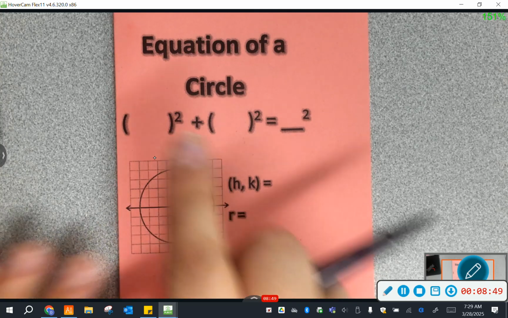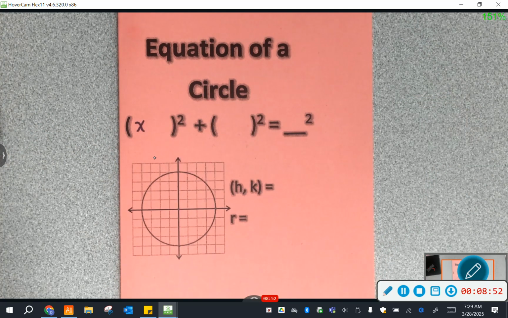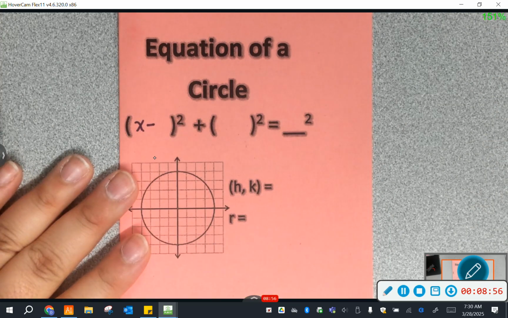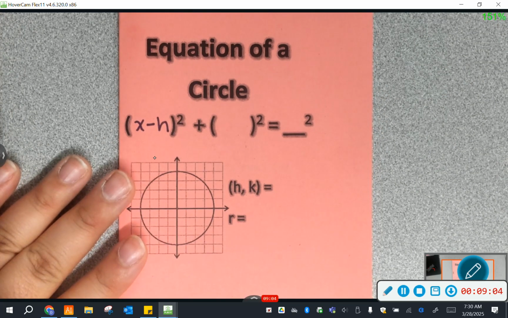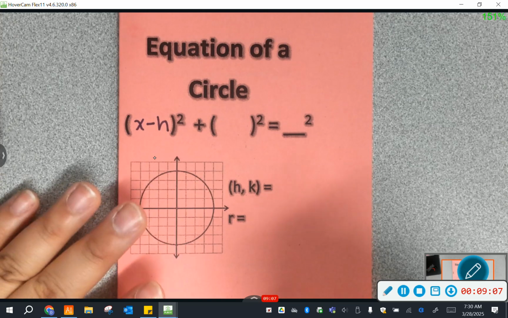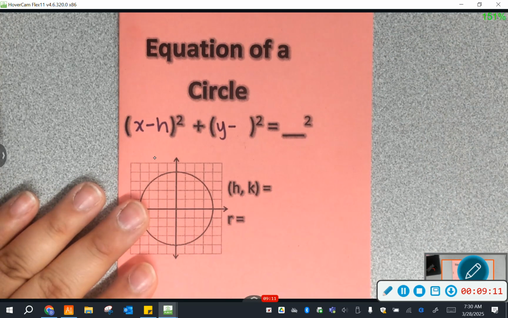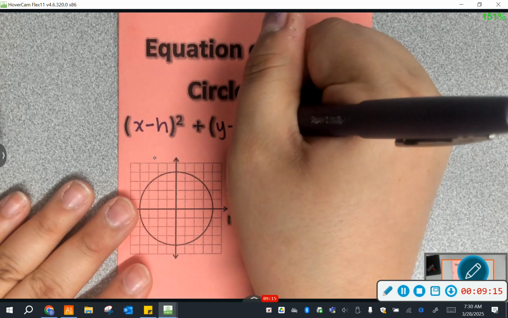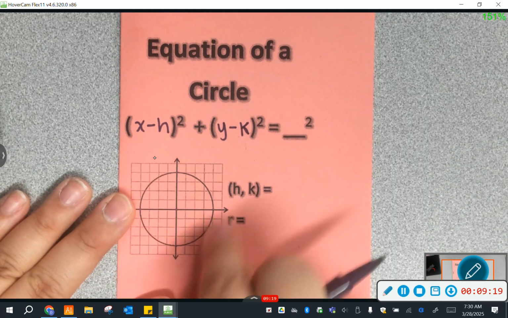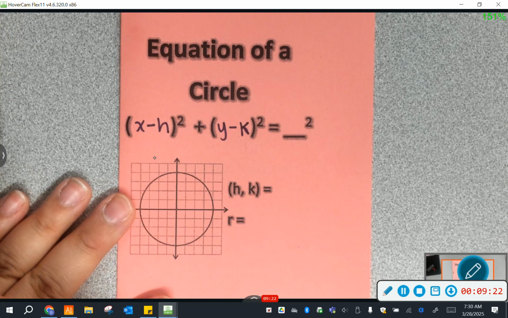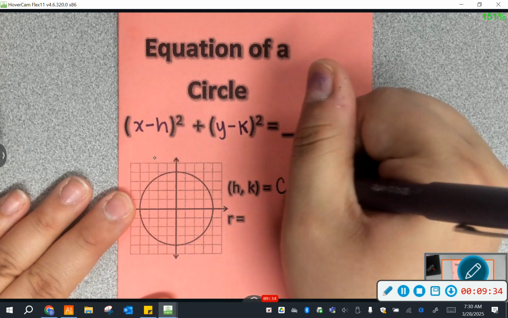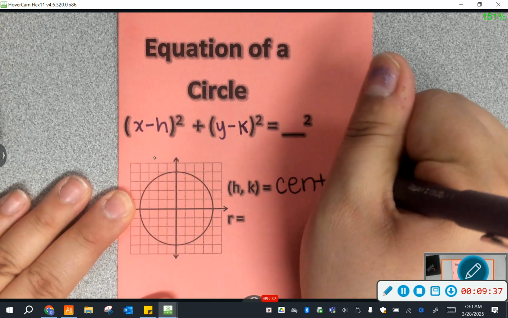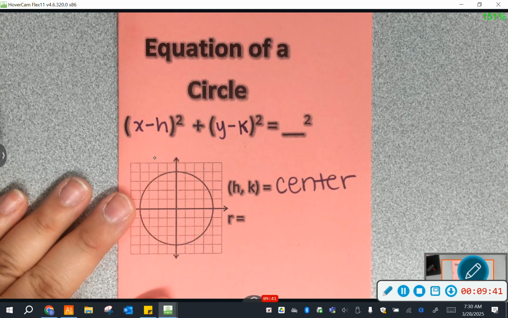Inside the first parenthesis, we are just going to have x. It's still going to be minus, but this time, instead of doing x2 and x1, we're going to say x minus h. And in the second parentheses, we're still going to have y, we're still going to have minus, but we're going to put k. And h and k, guess what h and k are for our circle? Not the height. Not the hypotenuse. Part of the circle. What part of the circle is missing here? It's the center. Whatever h and k are, that's the center.